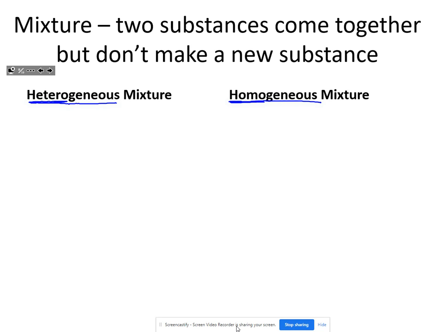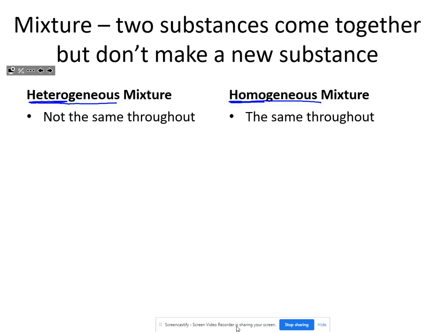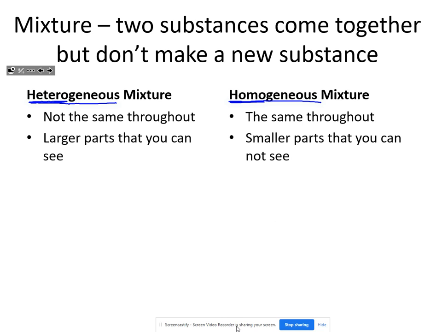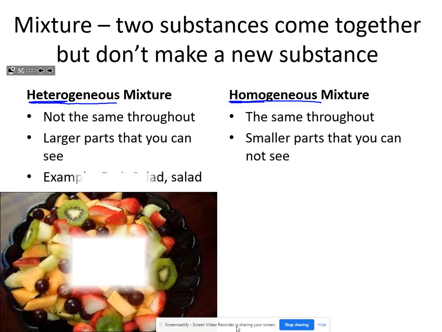That is why I bring up the point that I brought up before. With a heterogeneous mixture, not the same throughout. Homogeneous, it is the same throughout. Larger parts that you can see, usually in the heterogeneous. Not always, but usually. Smaller parts that you cannot see, that's generally homogeneous as well.